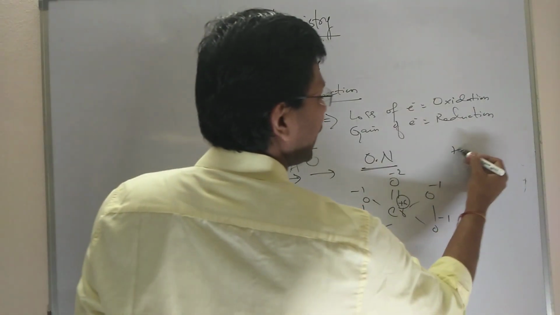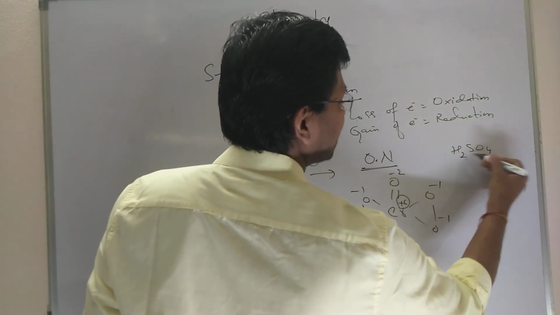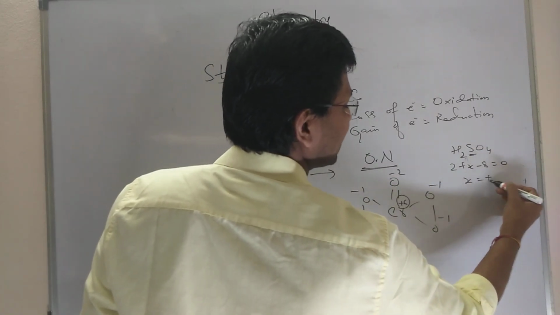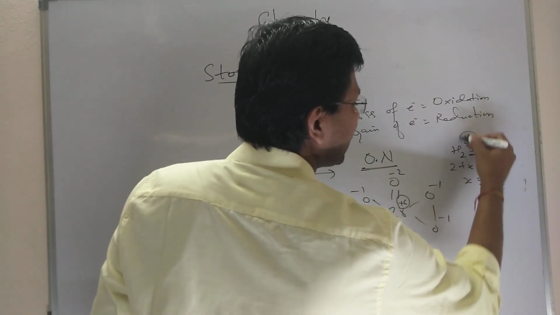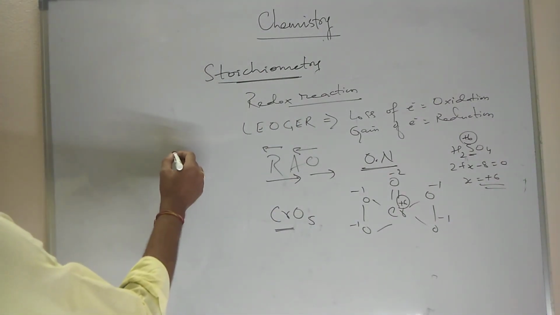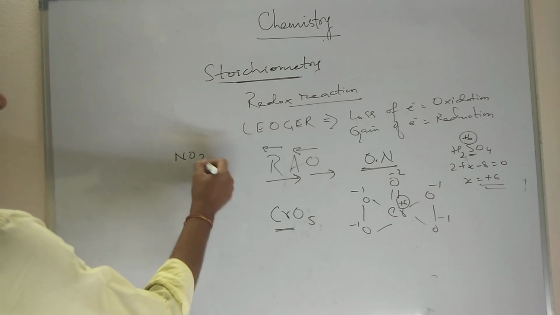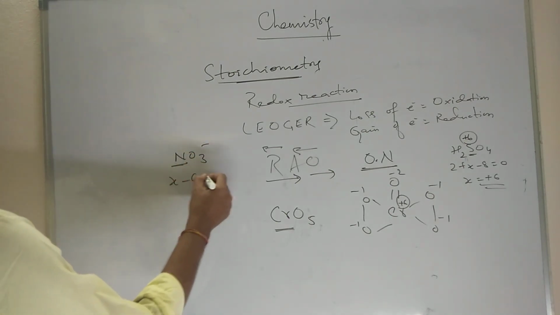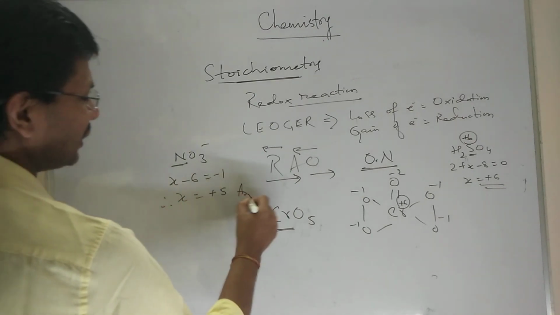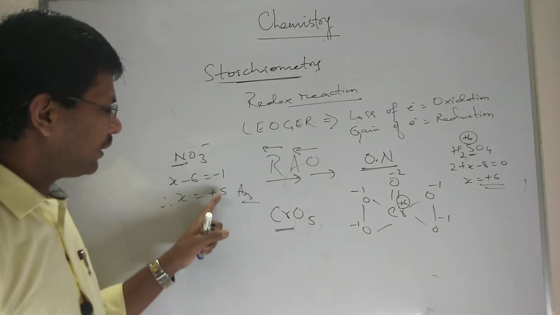Okay. If they ask you what is the oxidation state of sulfur in sulfuric acid, so 2 plus x minus 8 equal to 0, so x equal to +6. So the oxidation state of sulfur in sulfuric acid is +6. Suppose they ask you the oxidation state of nitrogen in nitrate, so x minus 6 equal to -1, so x equal to +5. So the oxidation state of nitrogen in NO3 minus is +5.